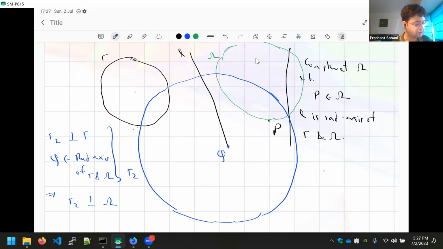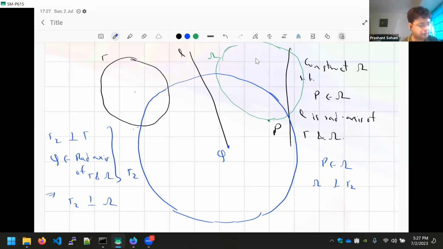Now, if you look at all the constraints that omega has to satisfy, omega has to pass through point P. So the point P has to lie on omega. This is the first condition that needs to be satisfied. Then omega also has to be orthogonal to gamma 2. But we need one more.